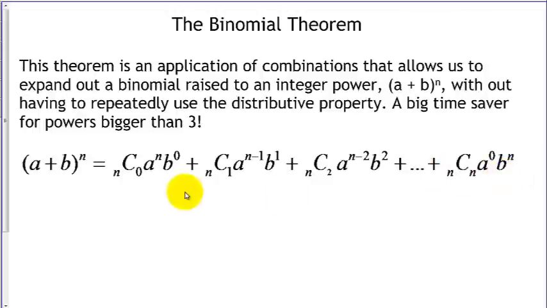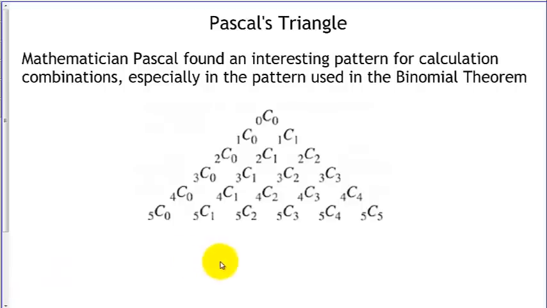Now, related to the binomial theorem, because we've got to determine all these combinations, we've learned how to do that in the graphing calculator, but that gets to be a little time consuming. A French mathematician named Pascal found an interesting pattern related to combinations. So he arranged combinations in this triangle. So in the first row, we've got n equals 0. Second row, n equals 1, n equals 2, etc.